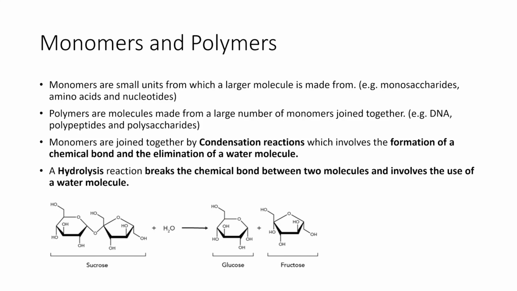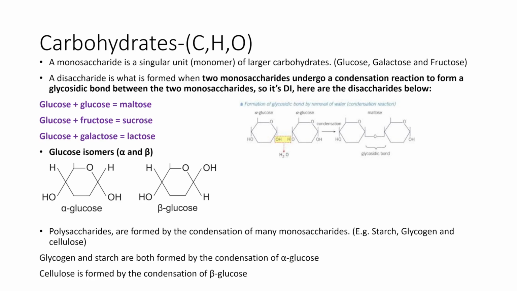Now we're going to go on to the actual carbohydrates. So carbohydrates, now you see in brackets C, H and O because the elements that they are formed out of are carbon, hydrogen and oxygen. Now a monosaccharide is a singular unit, so it's the monomer of a larger carbohydrate. The monosaccharides which you need to remember are glucose, galactose and fructose. A disaccharide is formed when two monosaccharides undergo a condensation reaction to form a glycosidic bond between the two monosaccharides. Hence the name di, because there's two of them.